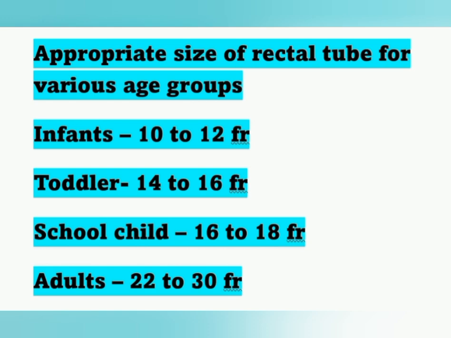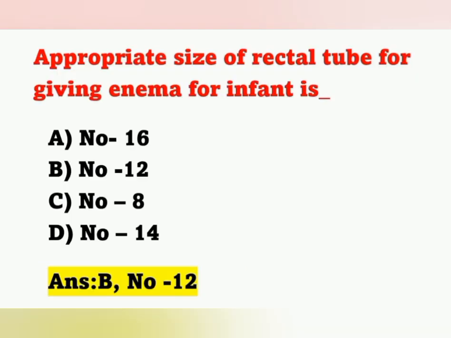We can see the size of rectal tube in different age groups. For infant, the size of rectal tube is 10 to 12 French. For toddler, it is 14 to 16 French. For school age, 16 to 18 French. And for adult, it is 22 to 30 French. In our question, infant rectal tube size is 10 to 12 French. In our options, 12 is there. So that is the correct answer, option B, 12 French.